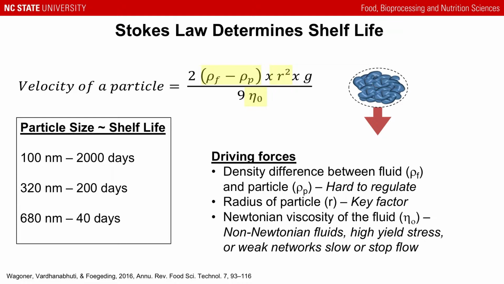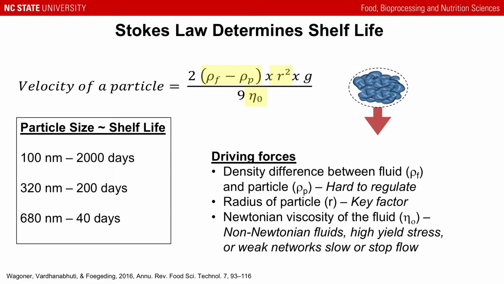Okay. The next one is the radius, and the radius squared. This is a key factor. This is why we want small particles. This is just showing you, I did a calculation for a theoretical amount of precipitation: if you've got some particle at 100 nanometers, you've got 2,000 days; go down a log with 320 nanometers, down to 40 days when you go up to 680 nanometers. We're still below a micrometer in particle size. So that's very important because it's a squared function.